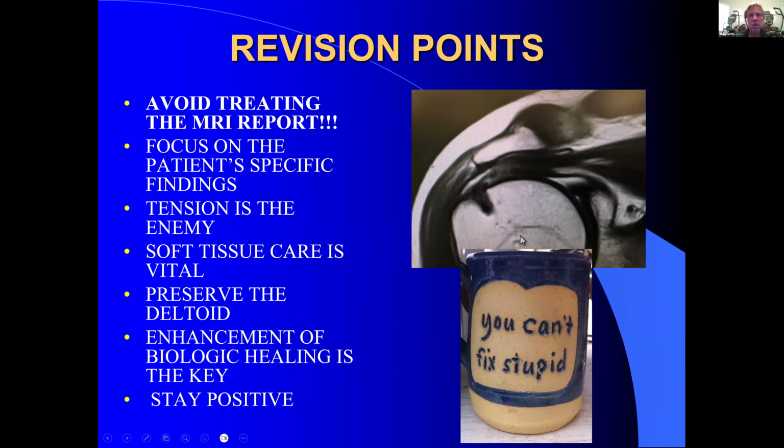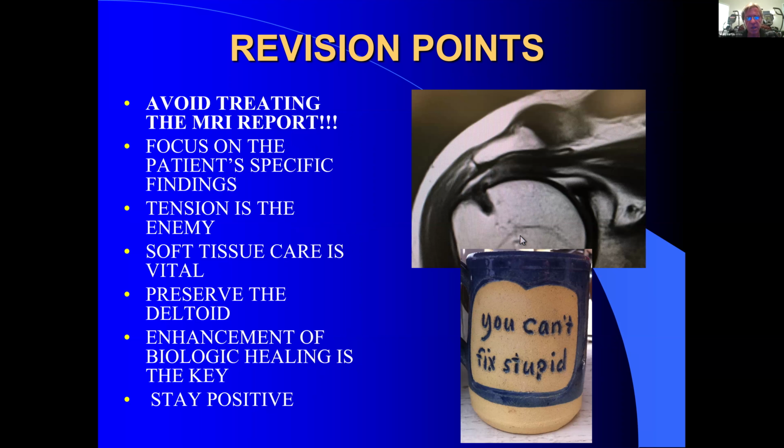So in conclusion, avoid treating the MRI report. You focus on what hurts the patient and what's their lack of function. Tension is the enemy. If you do it right the first time, you don't have to come back, and you have to be kind to the tissue. That's what makes the difference. If they're not swollen, if they're not bleeding postoperatively, they have less chance of having adhesive capsulitis or being in pain, and thus will have a better result.